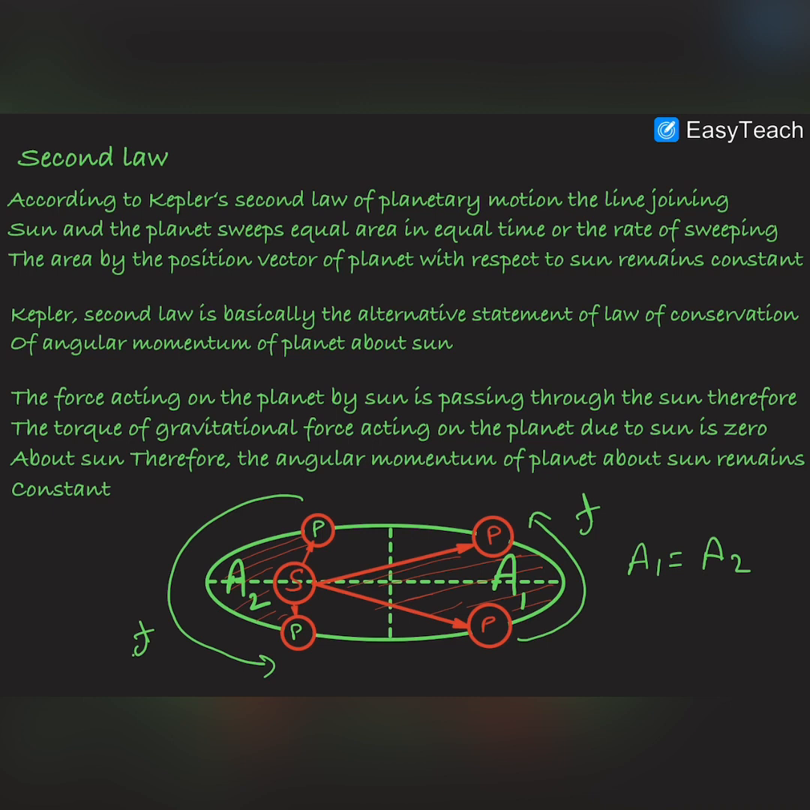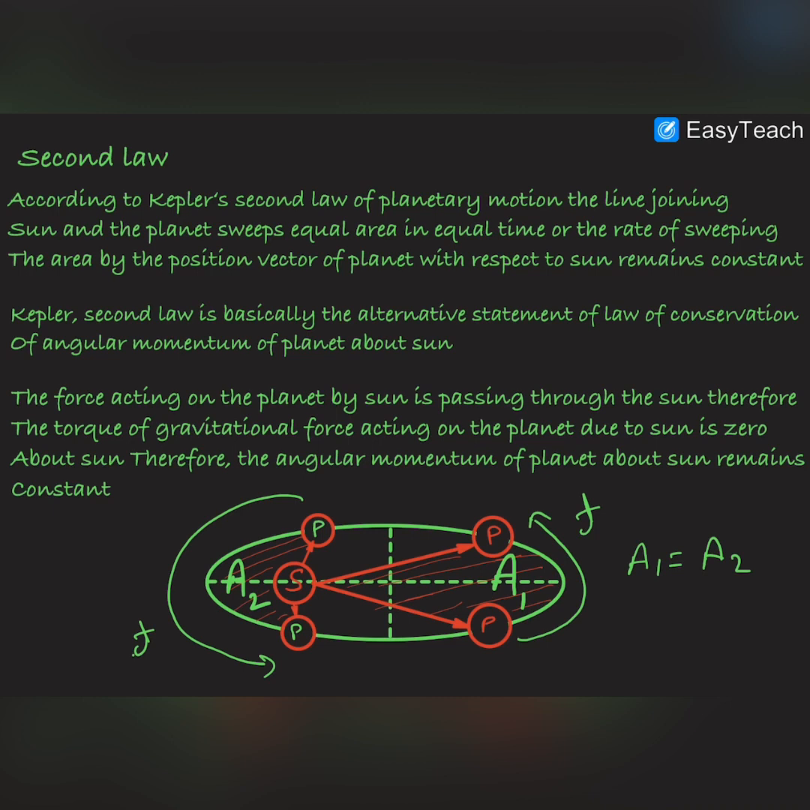Now this second law is also the law of conservation of angular momentum, because the conclusion that areal velocity will remain constant is deduced from the law of conservation of angular momentum, and we will also prove this with it. But first of all, we should know what the law of conservation of angular momentum is.